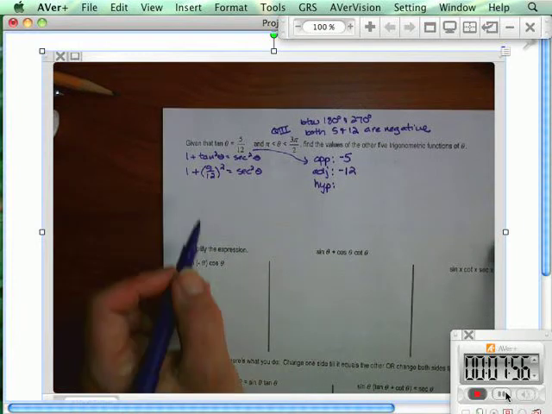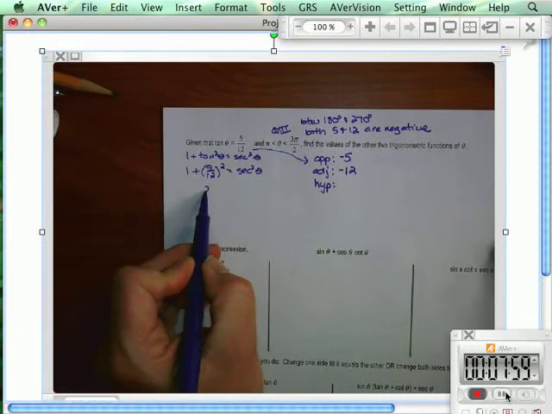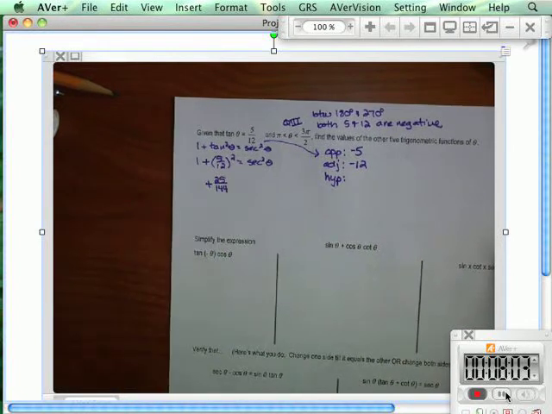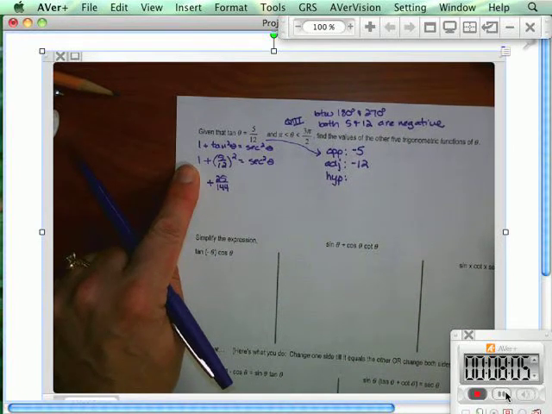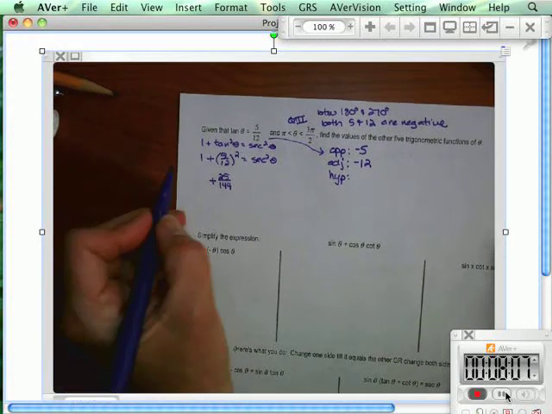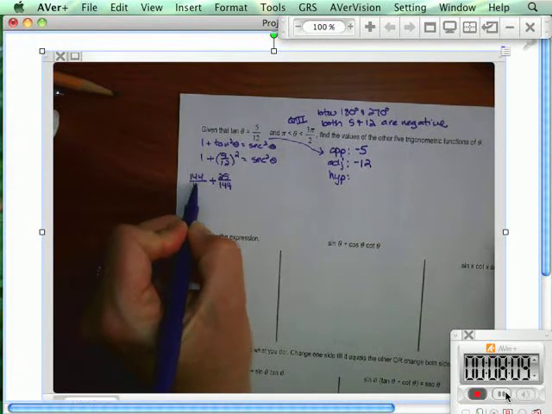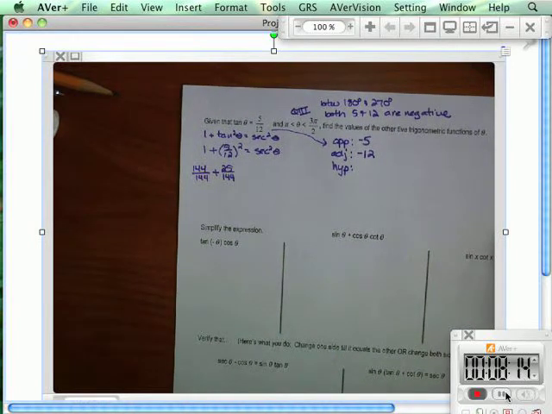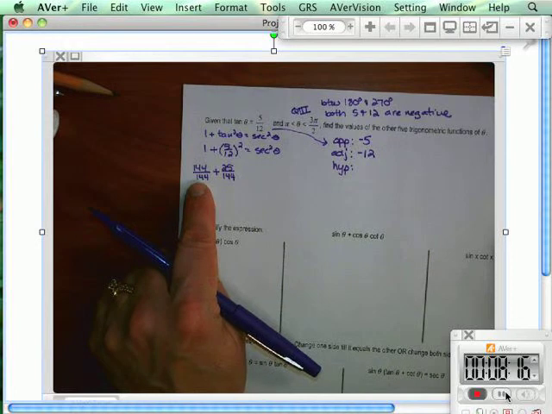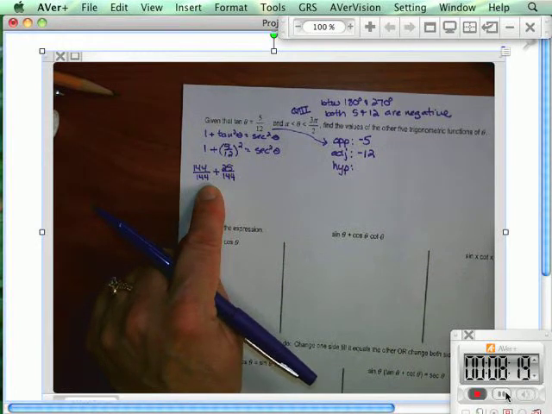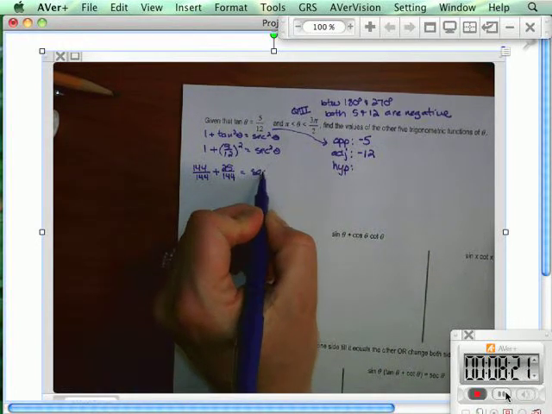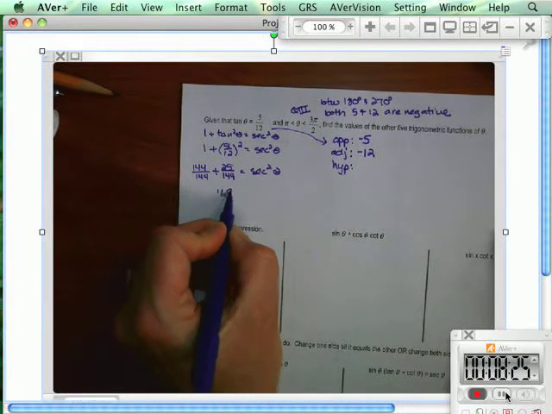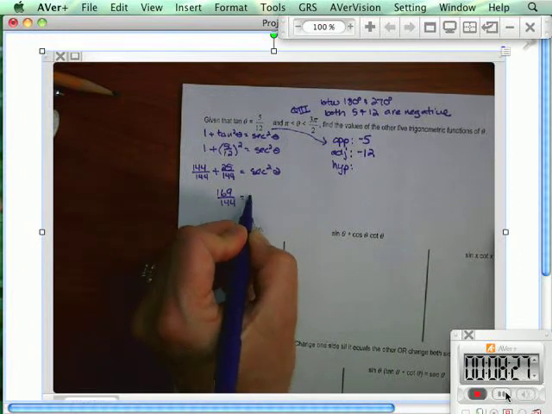If I square both of these, I'm going to get 25 over 144, correct? I need to add 1 to that. I need to make 1 into a fraction that looks like 144 over 144 in order to add them together, because I have to have a common denominator. Equals secant squared of theta. This is 169 over 144 equals secant squared theta.